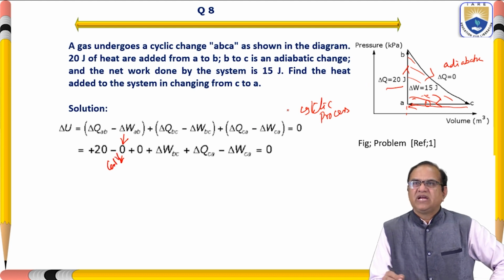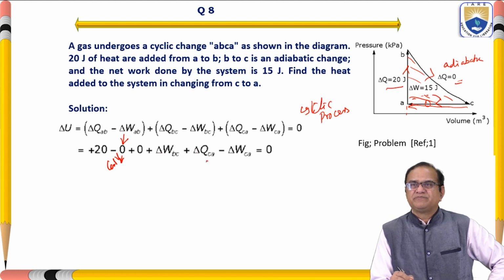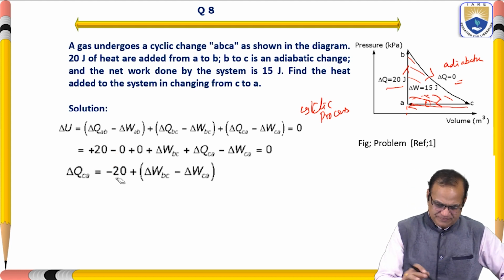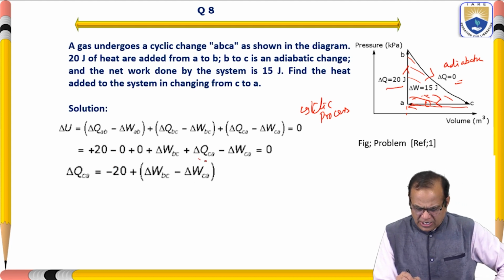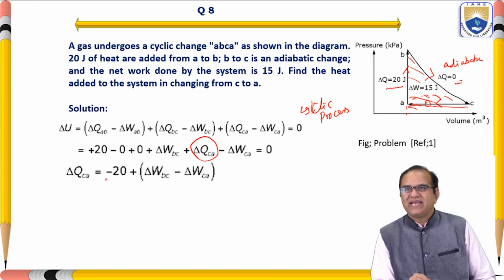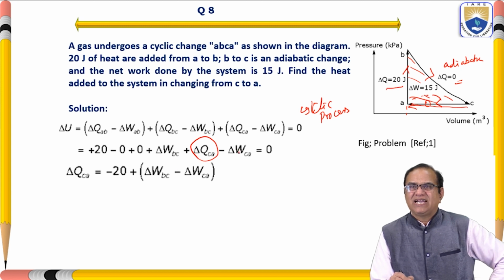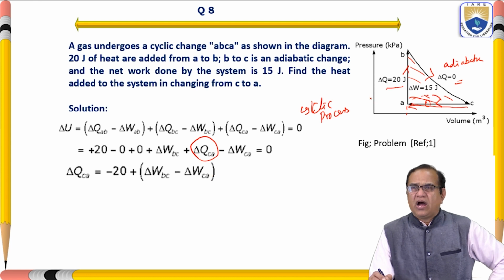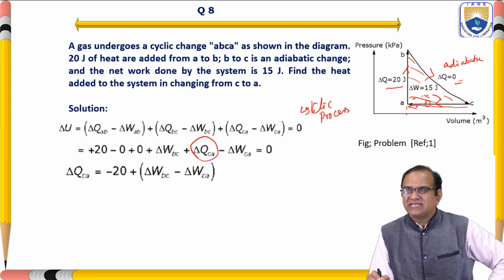Then we have delta QBC. Here QBC is equal to 0 because it is an adiabatic process, plus delta WBC, plus delta QCA minus delta WCA is equal to 0. So we can see here that delta QCA is equal to minus 20 in this direction, plus delta WBC minus delta WCA. So how much in BC and minus how much in CA.